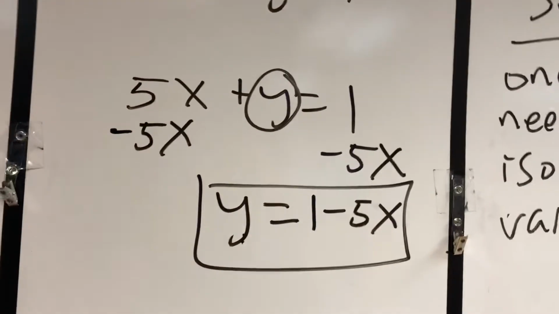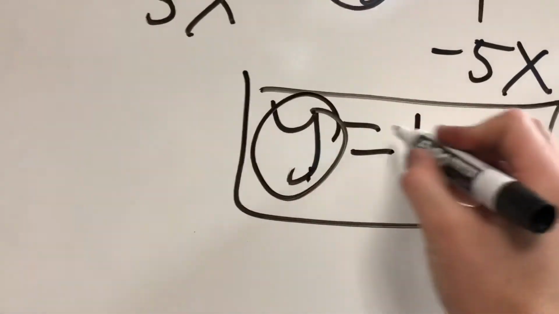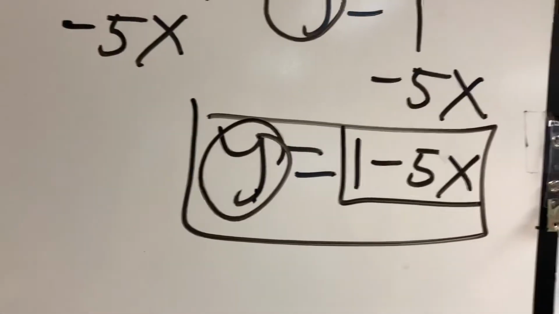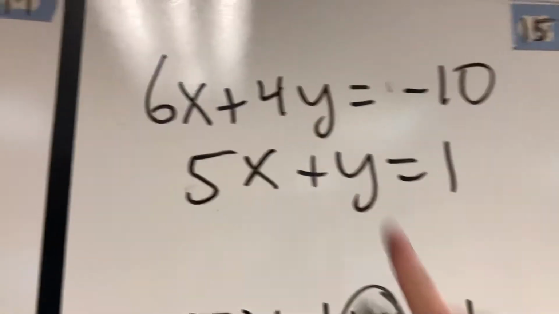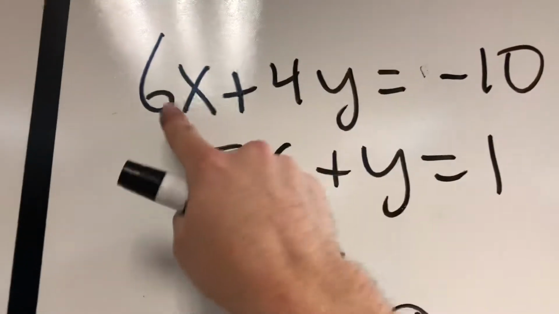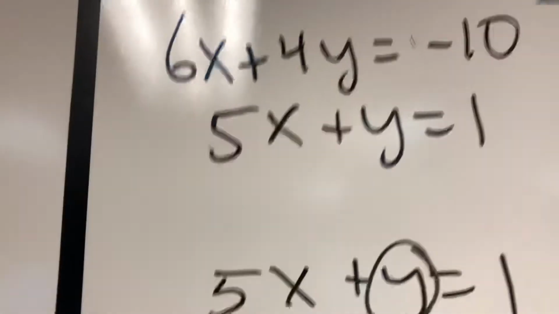And now I have one equation with an isolated variable. Now I have y alone, okay? So now as usual, I can circle my y and box what it's equal to. So I know that y is equal to 1 minus 5x. So now I can go plug that in to my other equation up here where I see the y. So I'm gonna set that up.